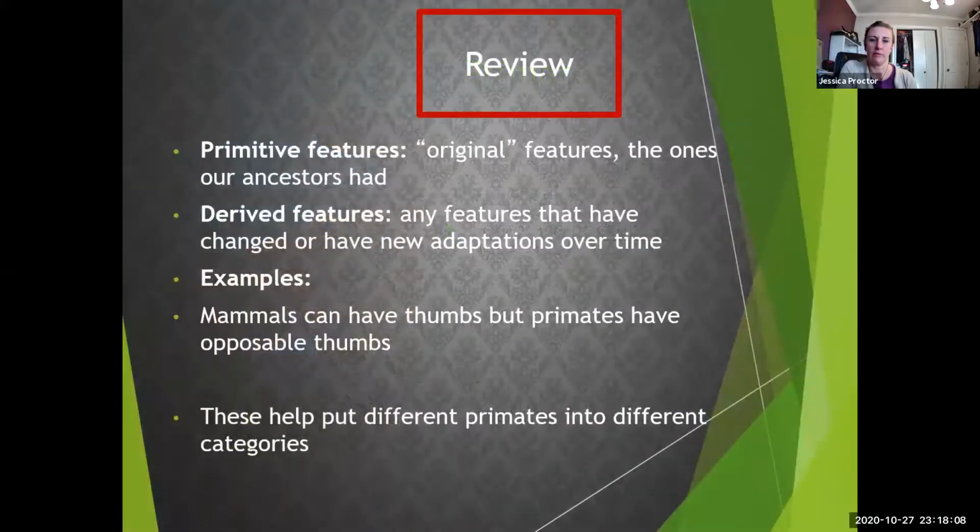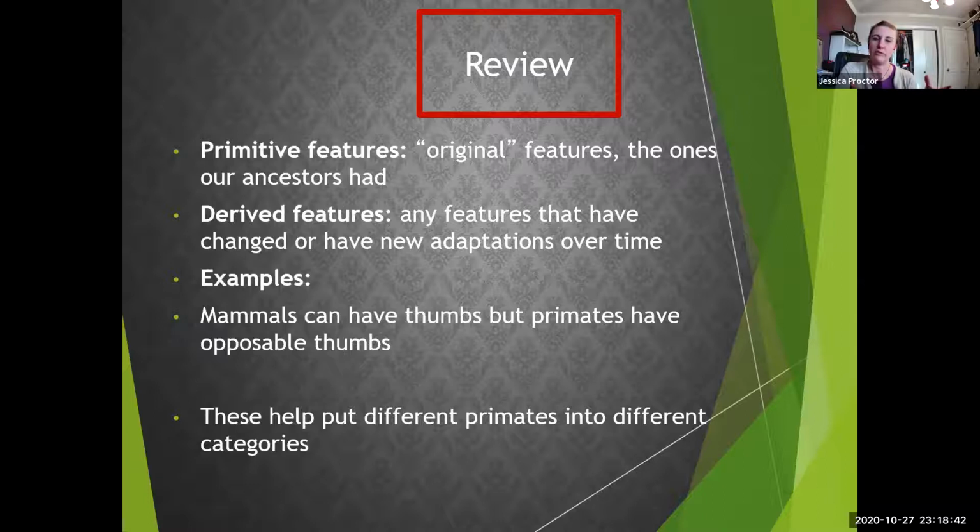All right, so a little bit of a review. When we're talking about classification, it's going to use terminology such as primitive features and derived features. So easy way to think about it: primitive means old or original, and then derived features are the newer features in evolutionary terms. So primitive features are those that encompass the entire order of primates that our original ancestors would have had. So the primitive features are going to be present in mainly the prosimians and the strepsirrhines.